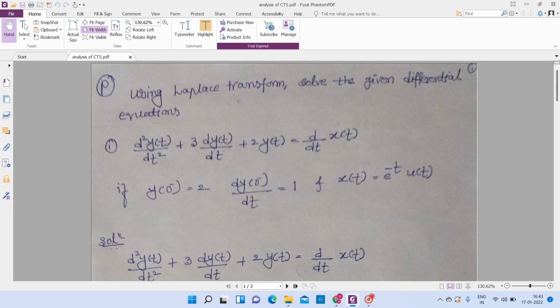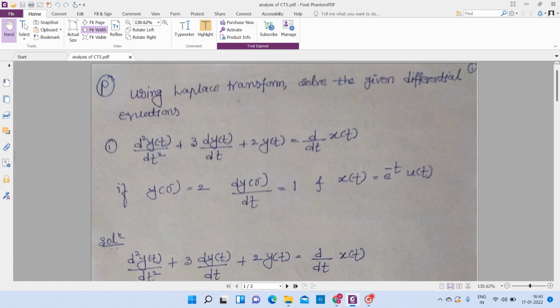Today we will discuss how to solve a differential equation using the Laplace transform. So, why are we using the Laplace transform? What is the purpose? I will discuss that, and then we will solve one problem.